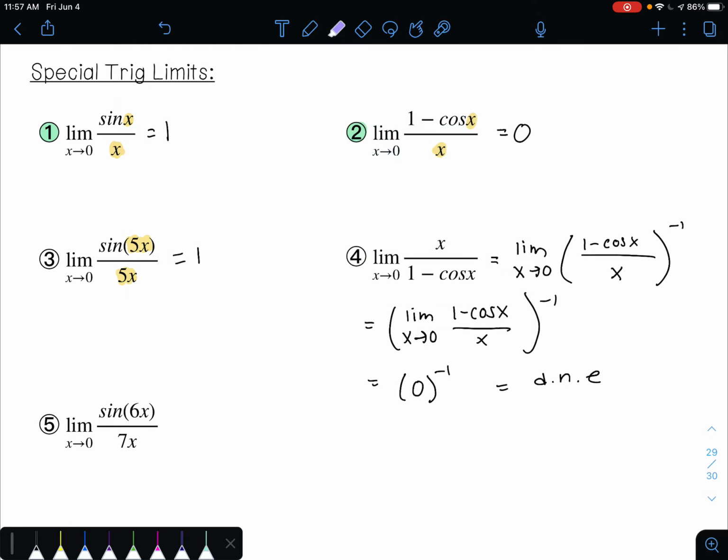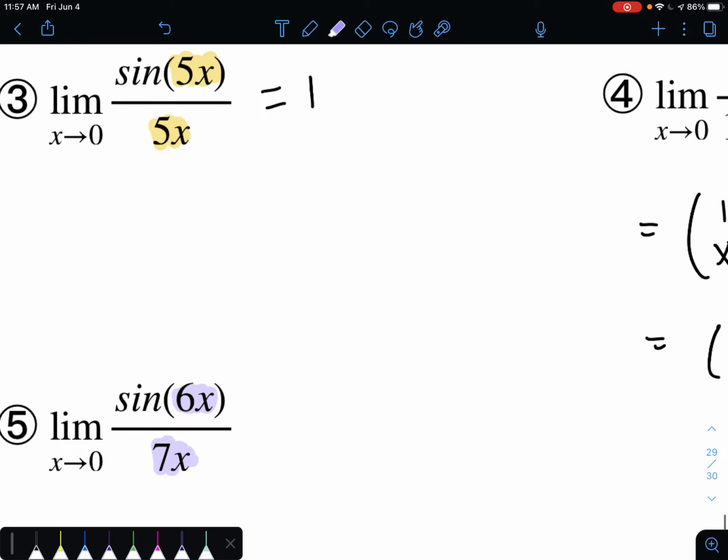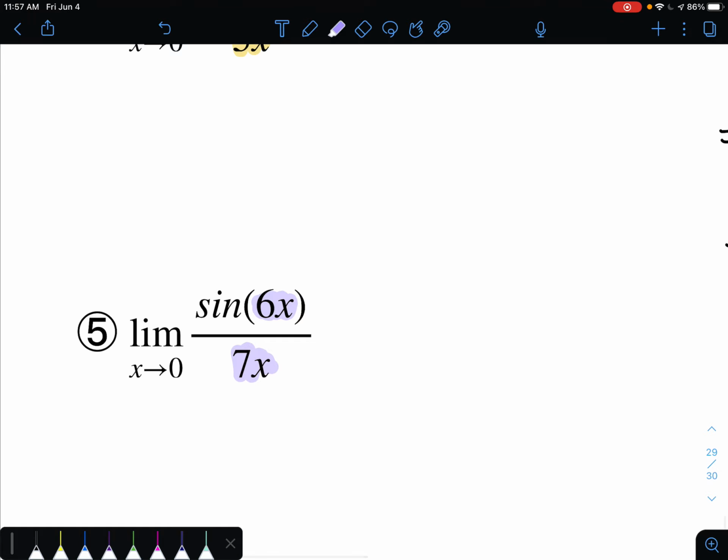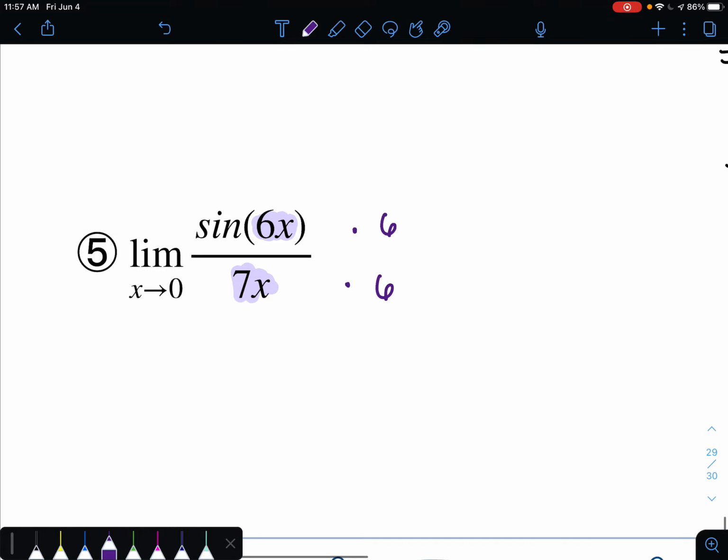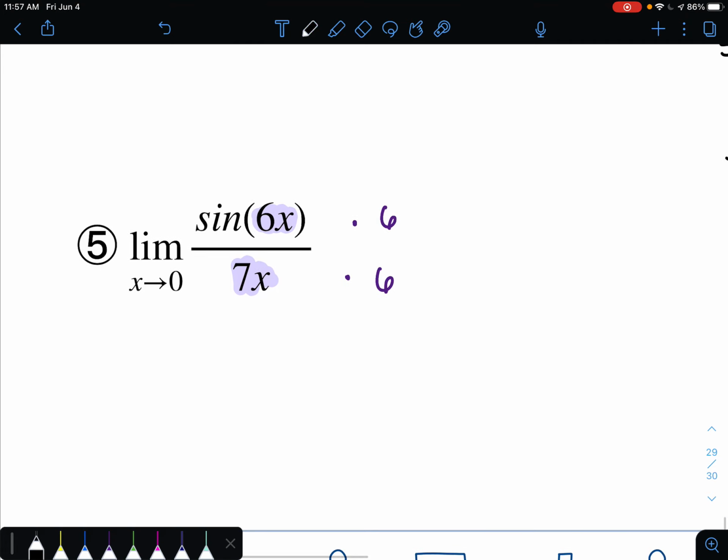The last thing I want to point out with these is what happens if the argument inside the sine no longer matches the argument in the bottom. We're going to do a little algebraic manipulation here to make them match. What we want in the bottom is a 6x. So I'm going to multiply the numerator and denominator of my fraction by 6. As long as I multiply the top and bottom by the same thing, I'm not changing the value of anything.